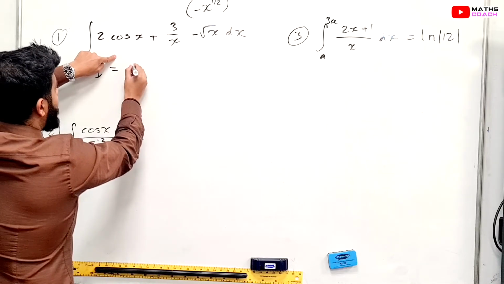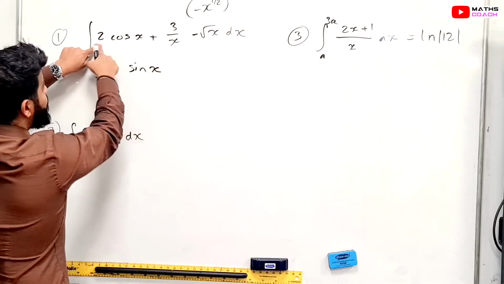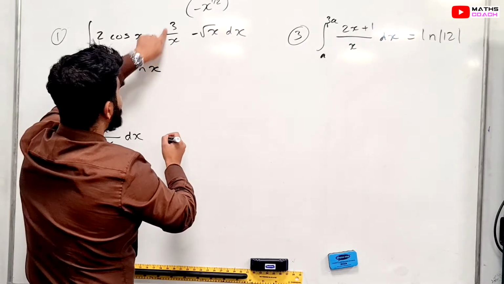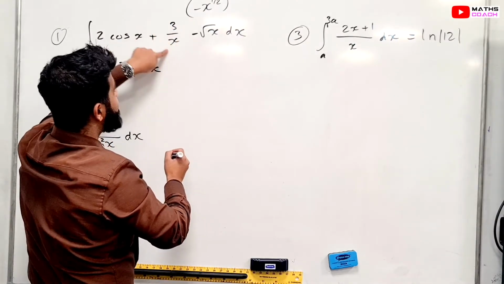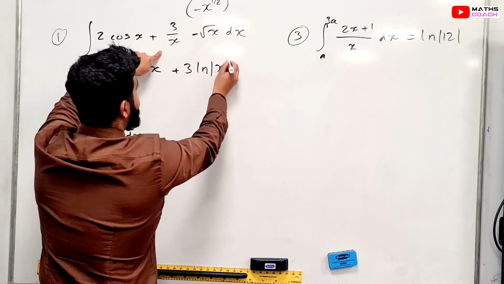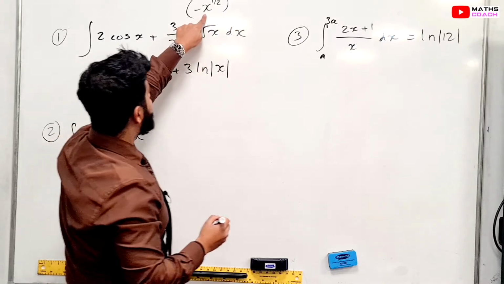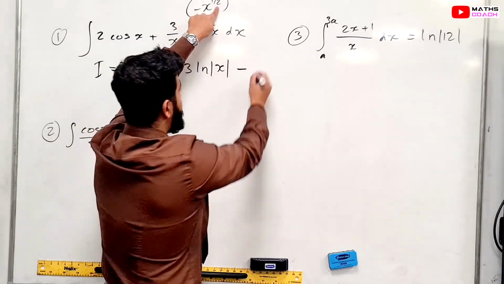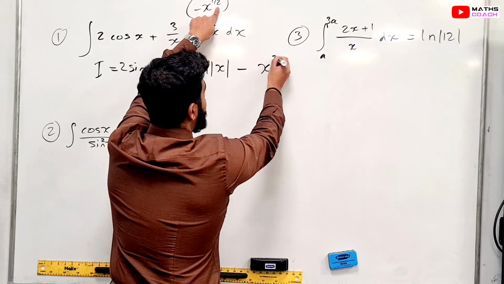So we want sine x, and the 2 is already there. Okay, so 2 sine x. What about this one? That's going to give us plus 3 ln x. This one now, obviously we're going to be looking up there. So we add 1 to the power. So we get x to the power of 3 over 2.